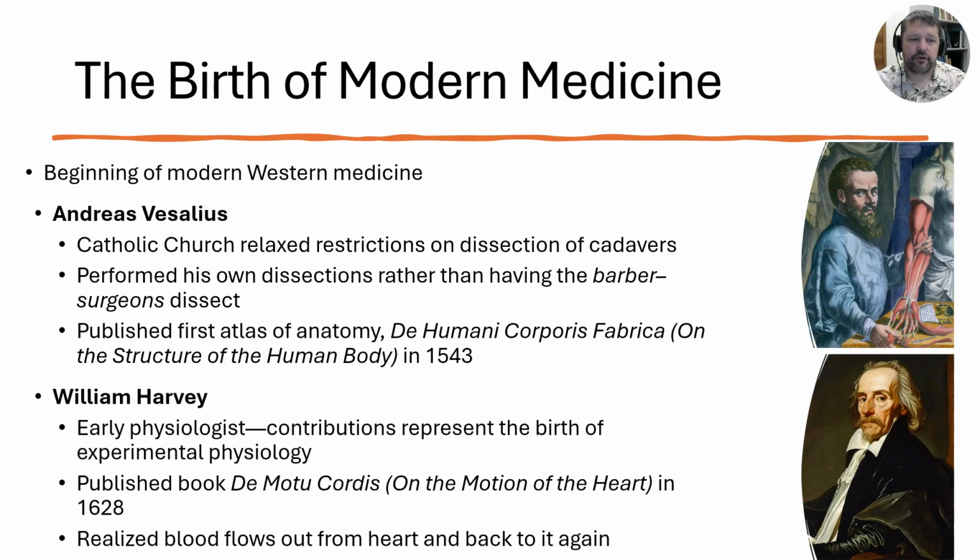Harvey, on the other hand, was the first to look at experimental physiology. So between Andreas Vesalius and William Harvey, you had anatomy and physiology being put together from a scientific perspective. Harvey used Vesalius's work as the base for his physiology, and he wrote on the motion of the heart, where he was trying to figure out the flow of blood.